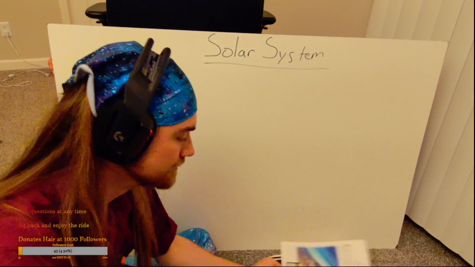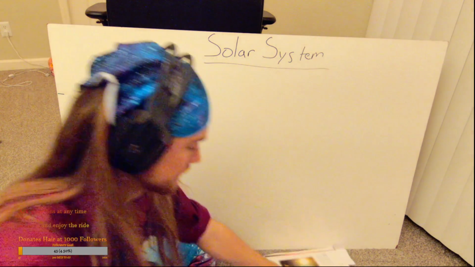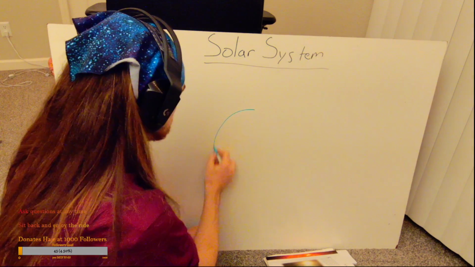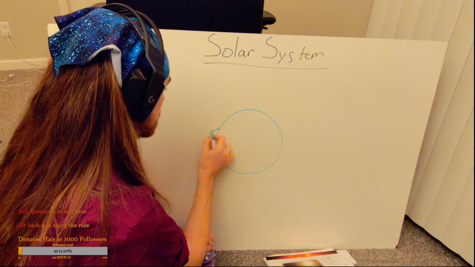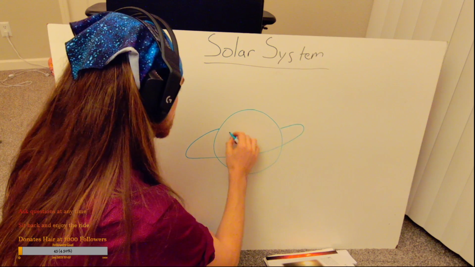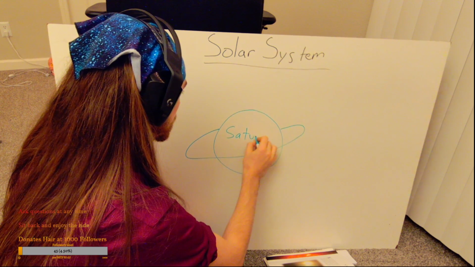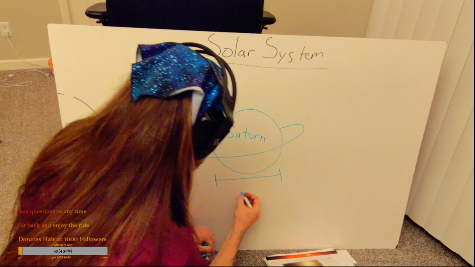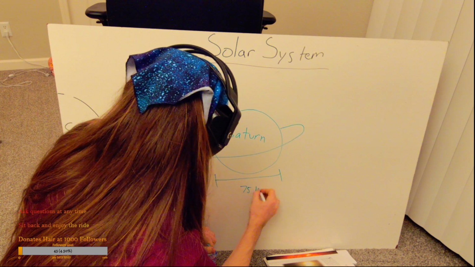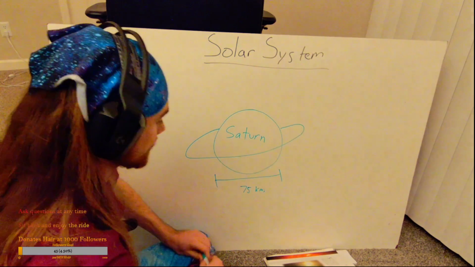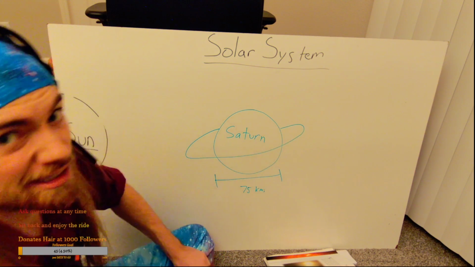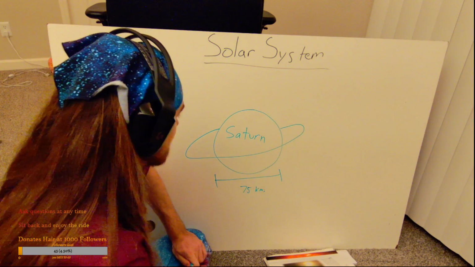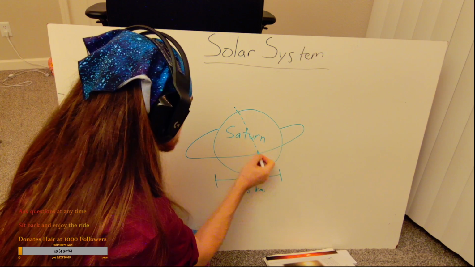Okay, next up is Saturn. We'll do Saturn in blue, it don't matter. Saturn, and we'll draw a nice big old ring on there. Saturn's diameter runs in the area of 75,000 miles. Still a pretty big boy. Still about 10 times as wide as Earth. Not quite as much, but in that area. It has a tilt of about 26 degrees.